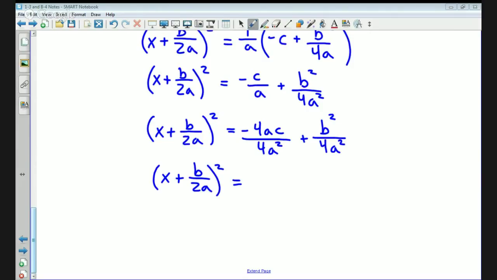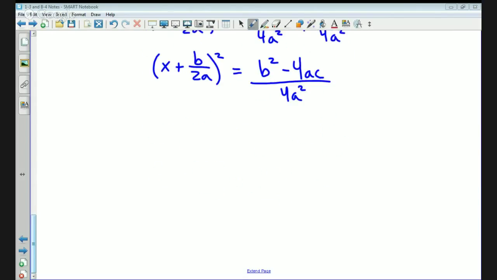So what I'm going to do now is just reorder this, get it all over that common denominator. We have a positive b squared minus the 4ac. Rewriting that numerator with the b squared out front, and then still having a negative 4ac following. This over 4a squared. And now I can take the square root of each side. And I have that plus minus in there.